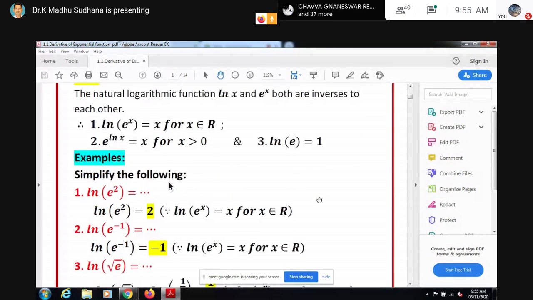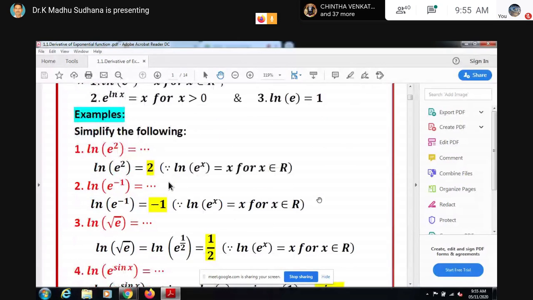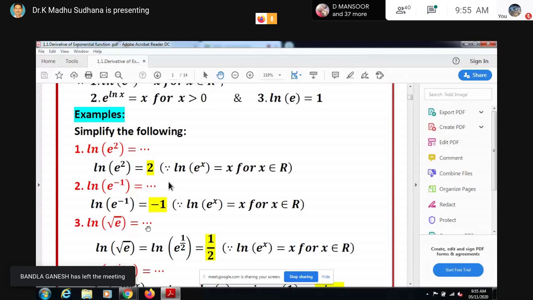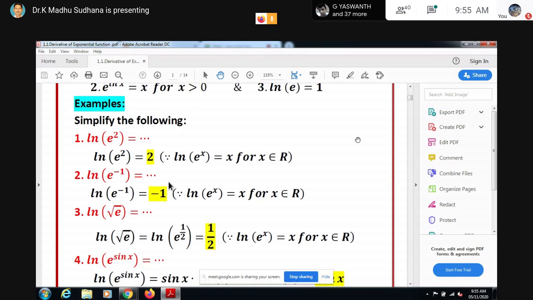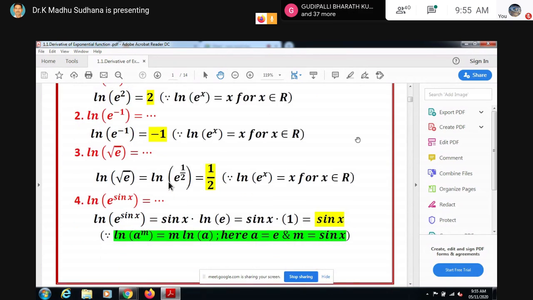Now, let us see some examples. Very simple: based on log e power x equal to x, log e square equal to 2, log e power minus 1 equal to minus 1, and log of root e, where root e is e power 1 by 2, equals 1 by 2. Whatever the power is, the answer is the power value. For example, log e power 100 equals 100 only.